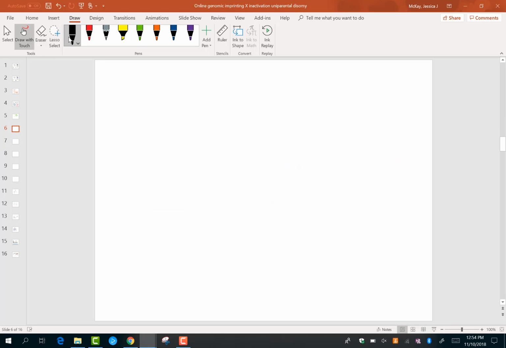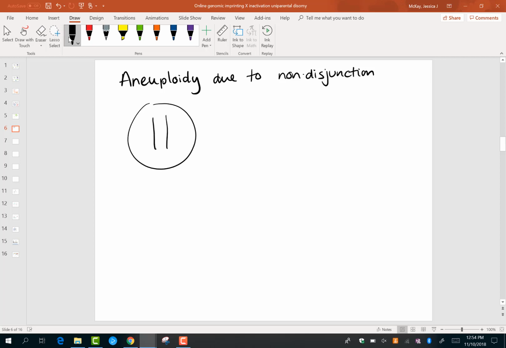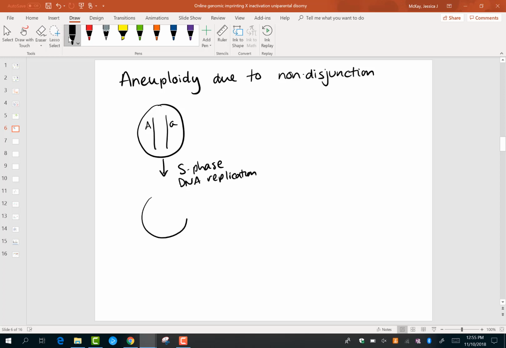Okay, let's switch now to aneuploidy due to non-disjunction. So due to incorrect segregation of the chromosomes. So let's say you're heterozygous for the A allele, right? So normally, I should make this a little bit smaller. Normally you would undergo S phase, which is DNA replication. You would get your chromosomes replicated.